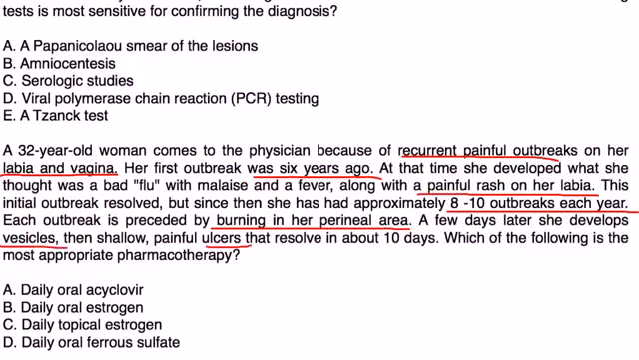Well, it's rather unfortunate, and this clinical vignette illustrates the recurrent nature of herpes simplex. And unfortunately, there's no cure, but you can use an antiviral drug known as acyclovir and valacyclovir to shorten the duration of symptoms, and that would be choice A.